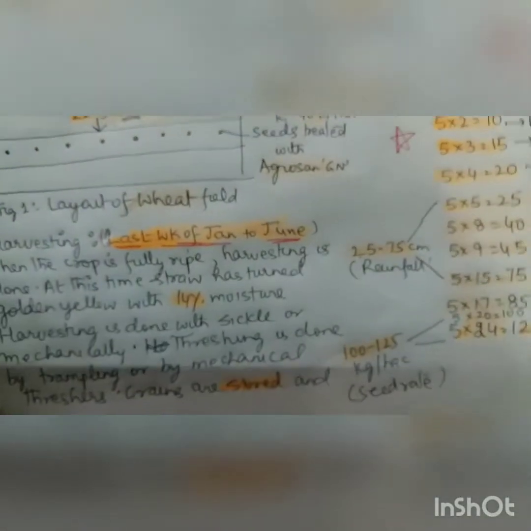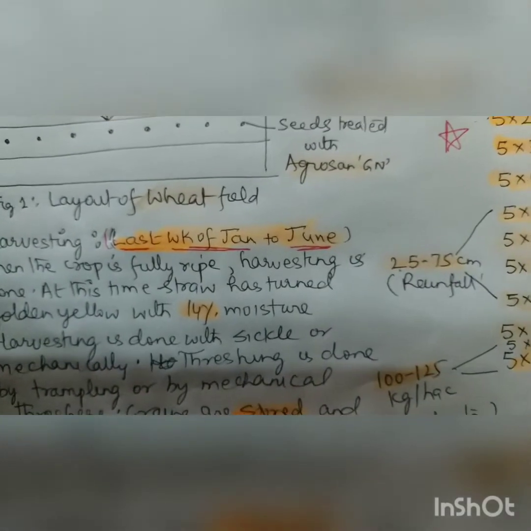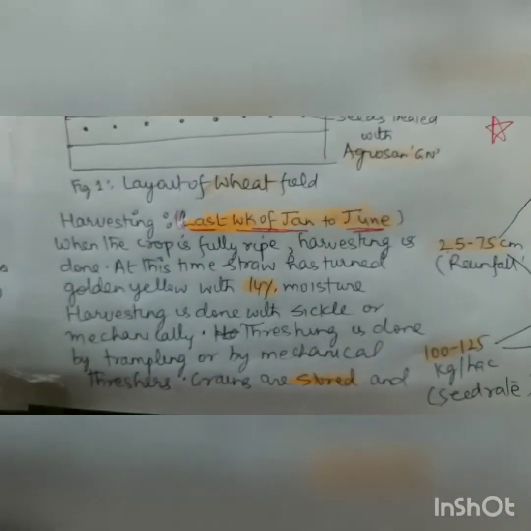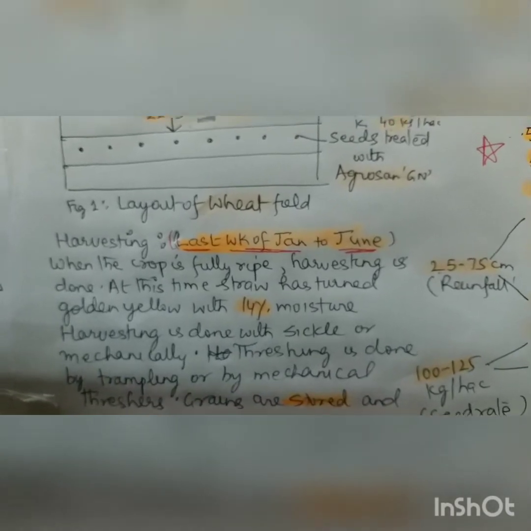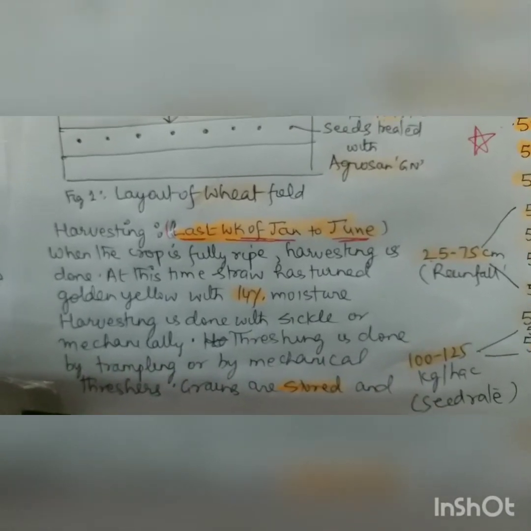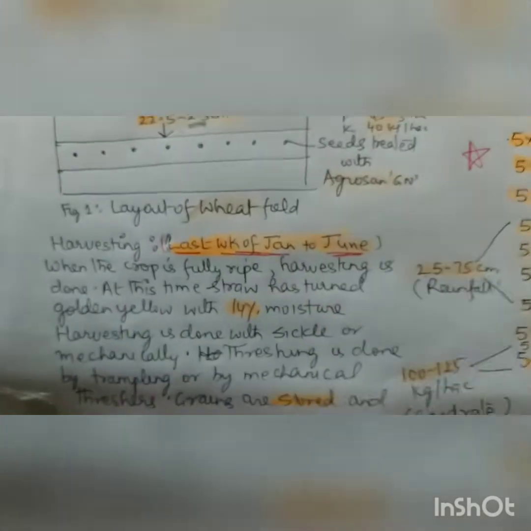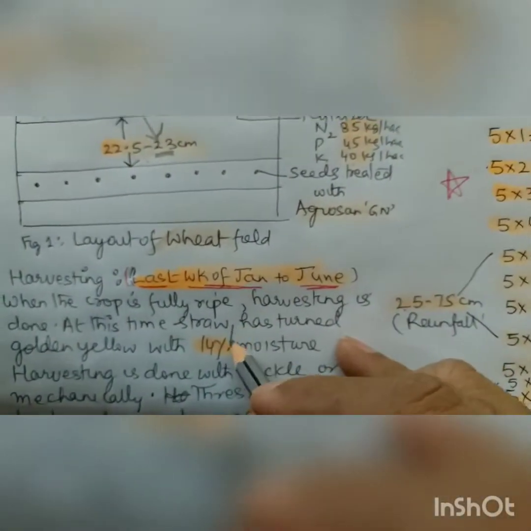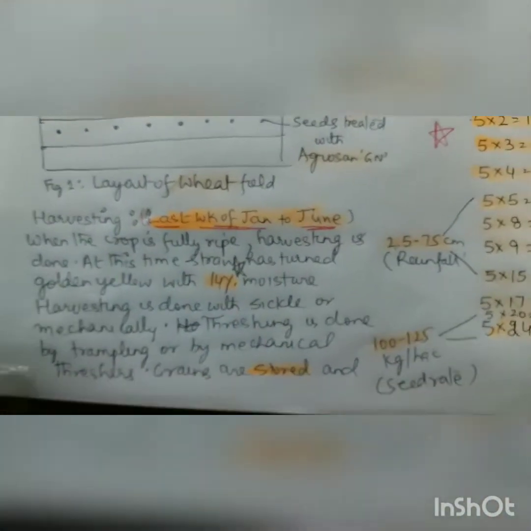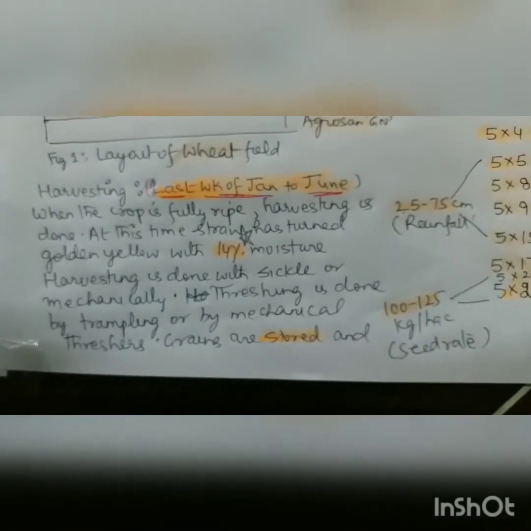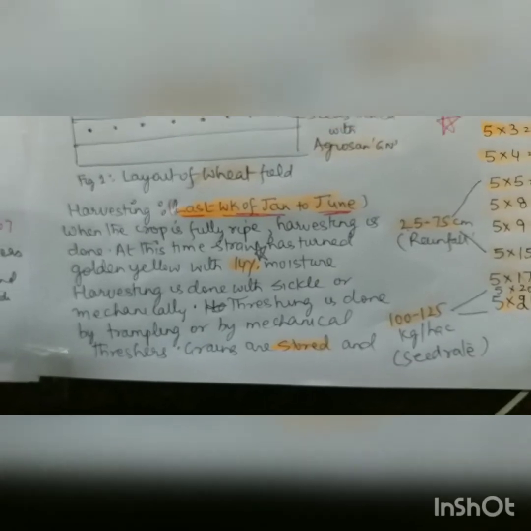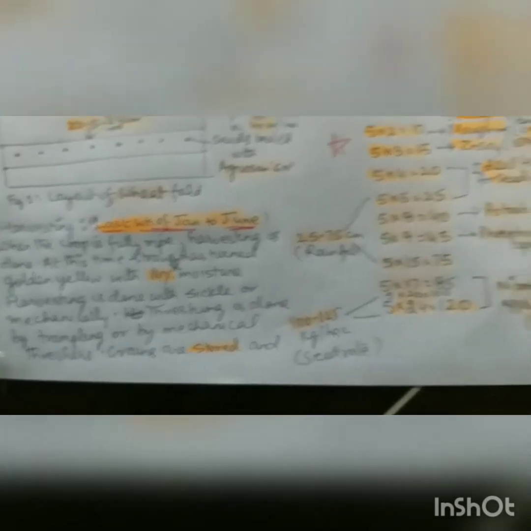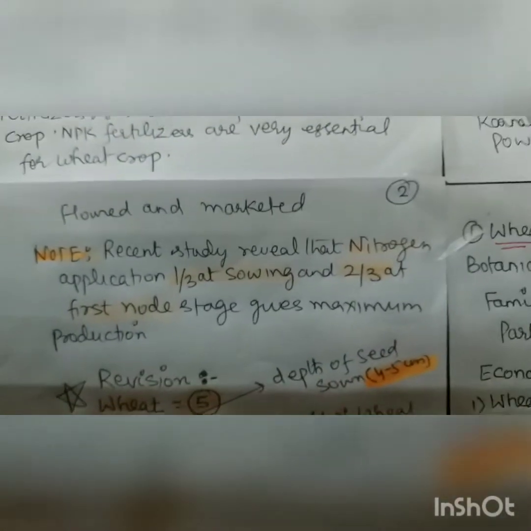Now we are coming to the harvesting part, which is in the last week of January to June. When the crop is fully ripe, harvesting is done, at the time when the straw has turned golden yellow with 14% moisture. This is very important. Harvesting is done by sickle, which we call दात्री, or threshing by mechanical threshers. And grains are stored, then floured in chakki and marketed.